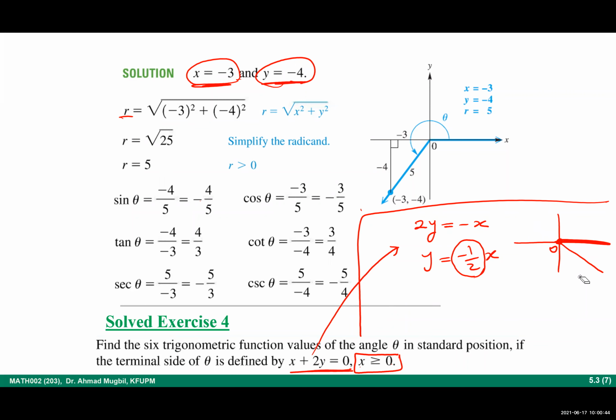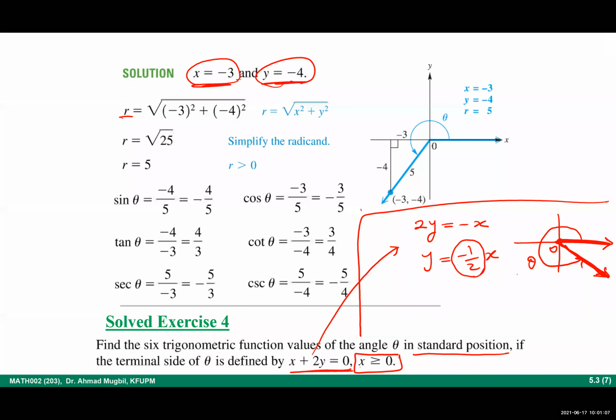Now, where is the angle, Shabab? The angle is in the standard position. So this is the initial side. So the angle is like this. And this is the terminal side. So the terminal side of this angle is in the fourth quadrant. In the fourth quadrant. I wish that this is clear. Now, this is the angle theta, Shabab.